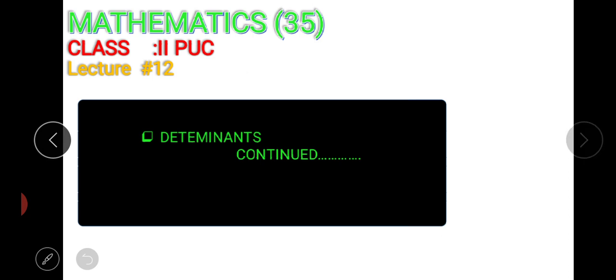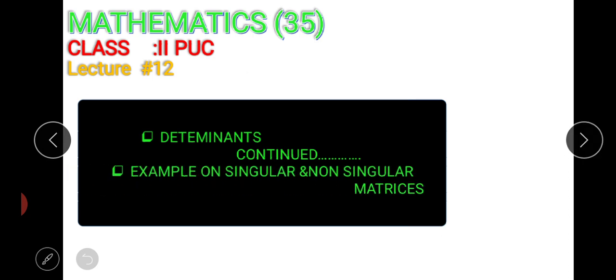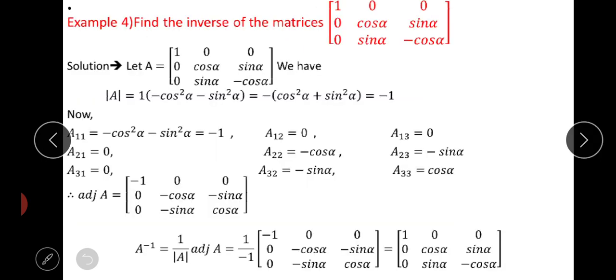Students, in the previous class we studied examples on singular and non-singular matrices. In today's class we discuss another example.